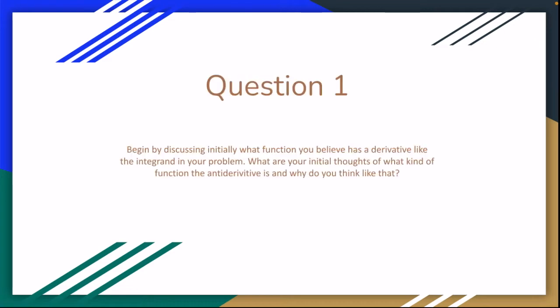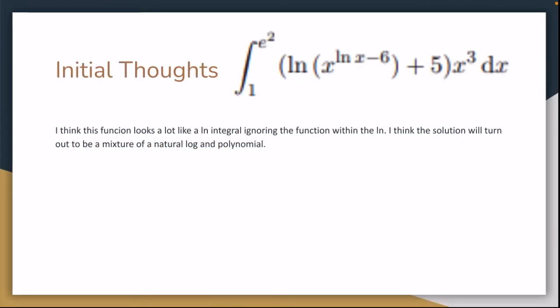So in part 1, the first question asks my initial thoughts on the function and what I thought it looked like. Obviously I thought it looked like a natural log function mixed with a polynomial, and that is what I thought I would need to be thinking. That is what was going through my brain, that this is going to be a mixture of natural log and polynomial function.